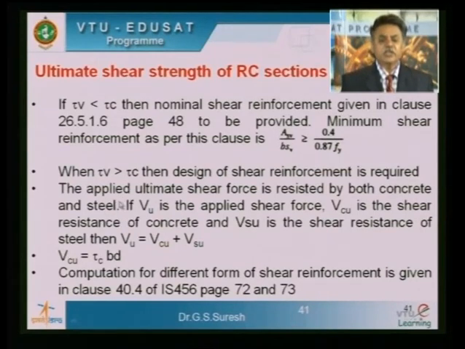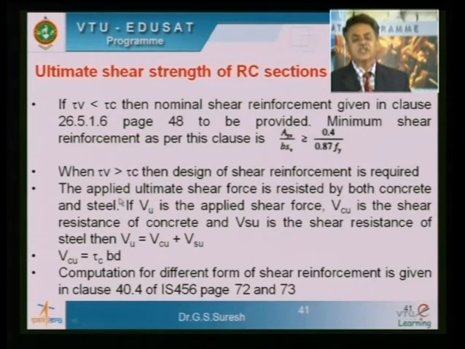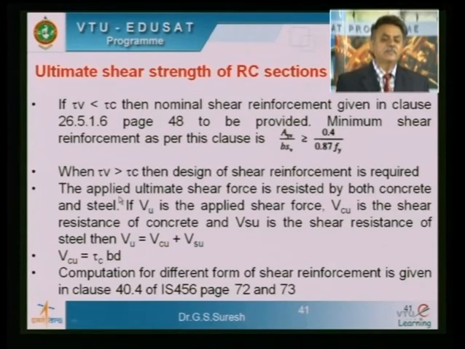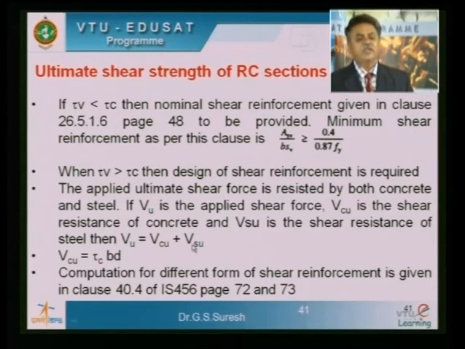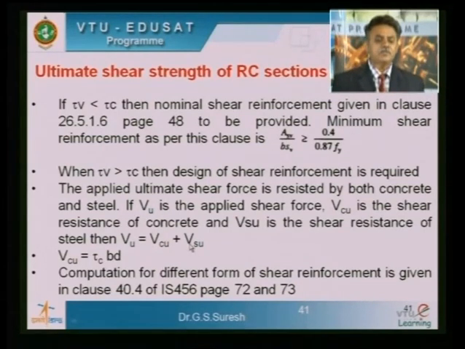The applied ultimate shear force is resisted by both concrete and steel. Therefore, I write the applied shear force Vu as Vcu plus Vsu. So, Vcu is equal to tau c into b d, that is, the permissible shear stress of the concrete multiplied by b into d.